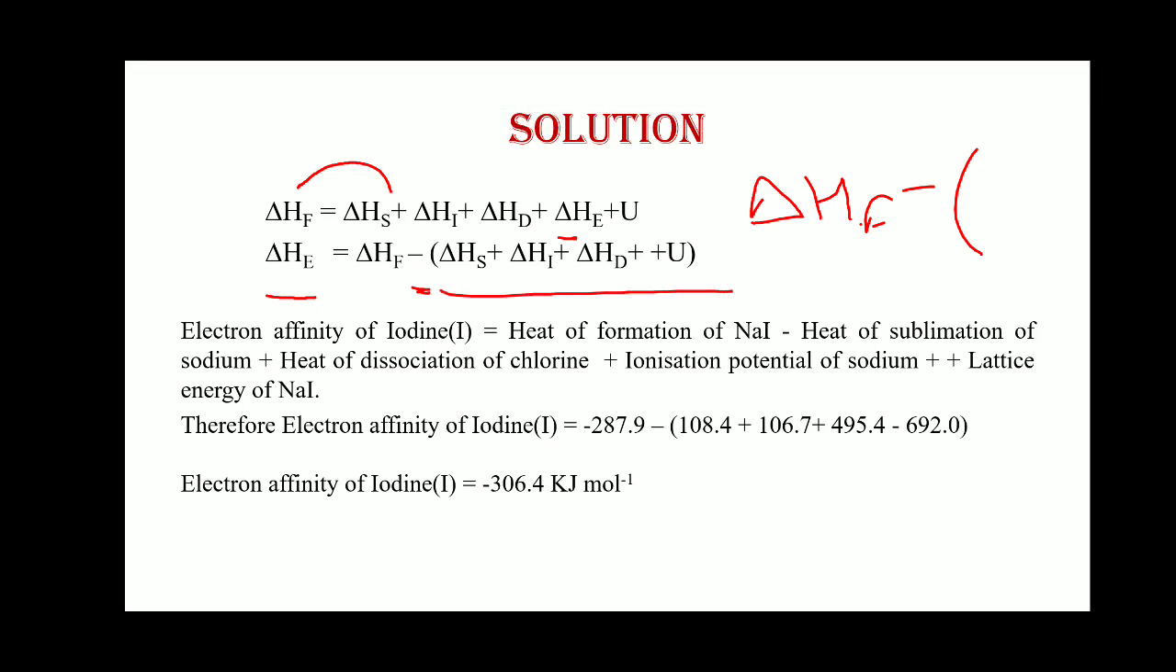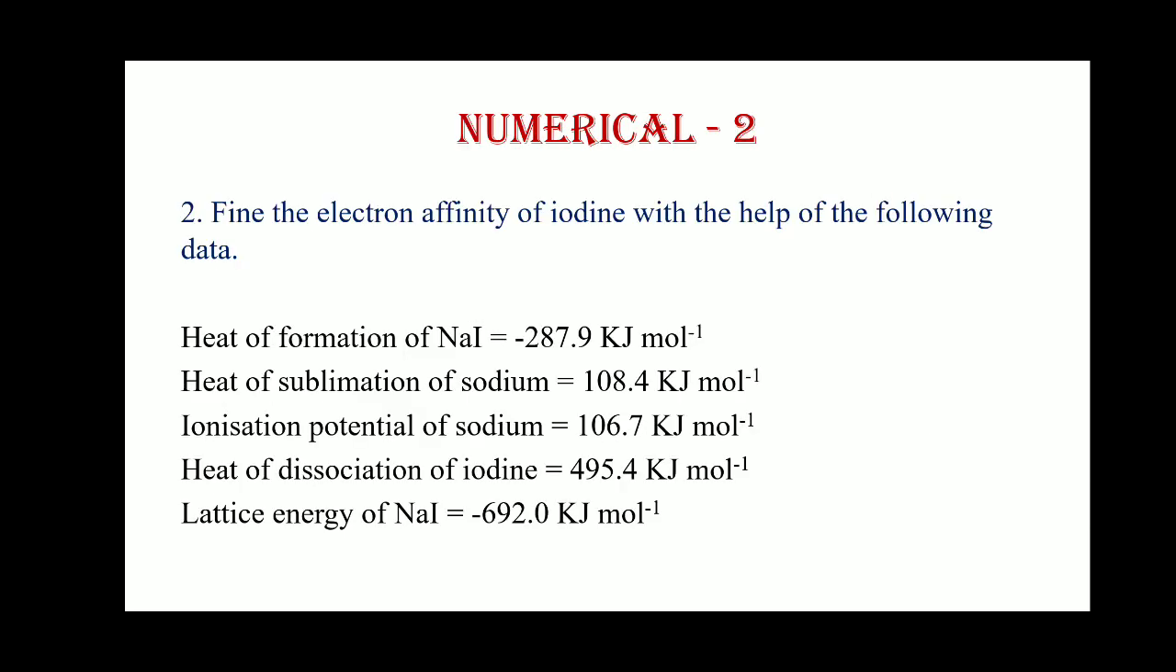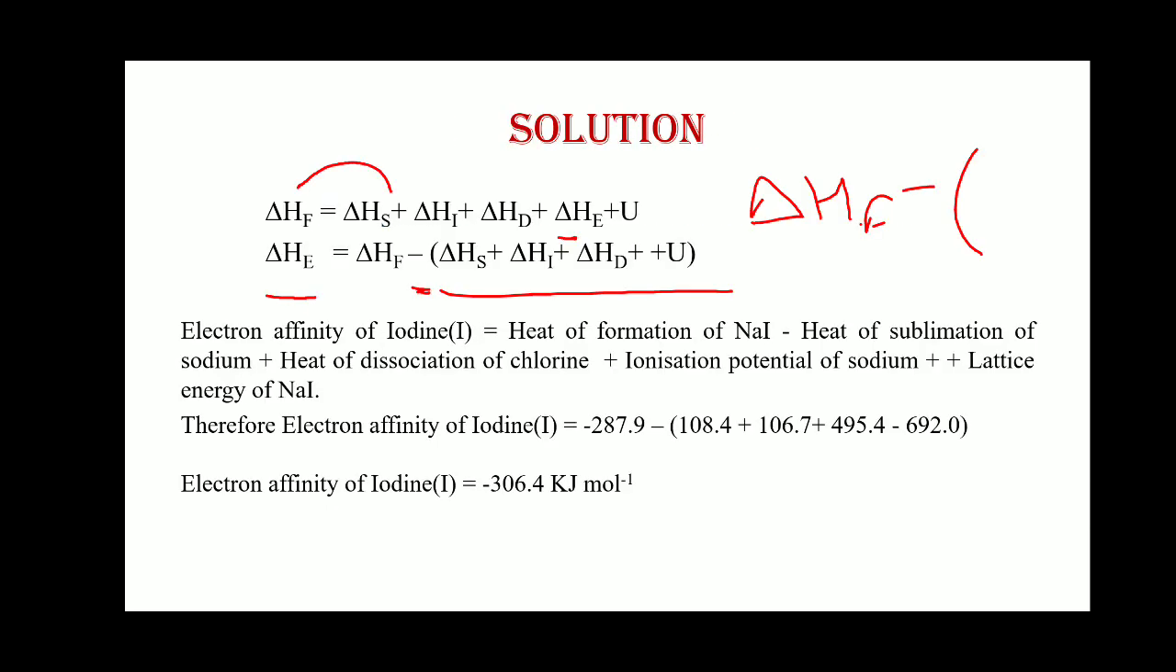So this is the final equation that we get to find electron affinity, and we will put the values in this. Delta HF value is minus 27.9, minus delta HS is 108.4, plus delta HI is 106.7, plus delta HT is 495.4, and lattice energy is minus 692.0. So here comes, that is minus 306.4. So by solving this, we will get the electron affinity of iodine is minus 306.4 kilojoules per mole. That is the electron affinity.